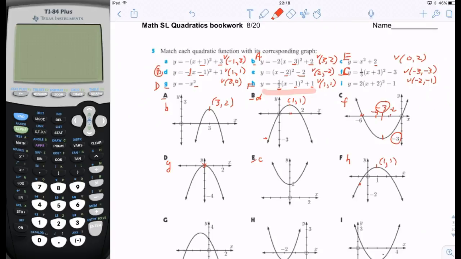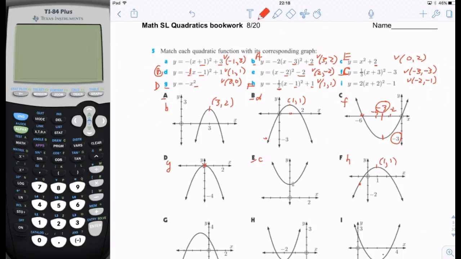So negative 1 for x, it's going to be negative 1 minus 1 is negative 2. Negative 2 squared gives us 4. 4 times negative half gives us negative 2. Plus 1 is negative 1. So yeah, it worked out. So when x is negative 1, y is negative 1. So that was okay. So we passed our test, and so this is indeed H.